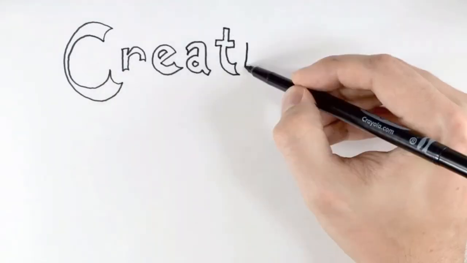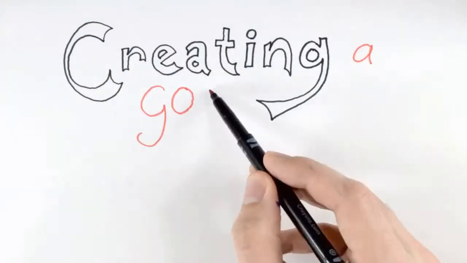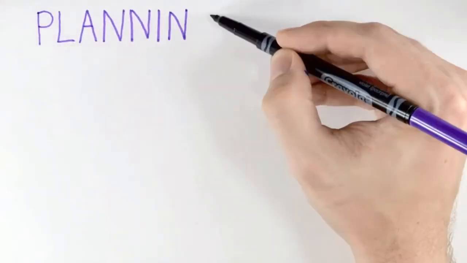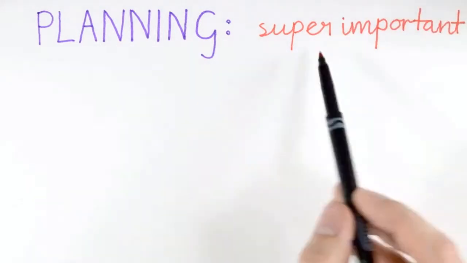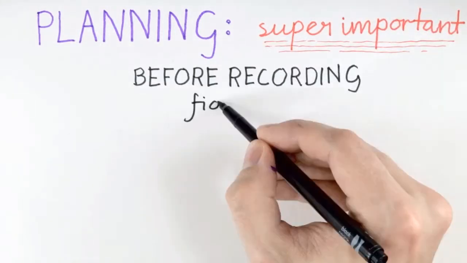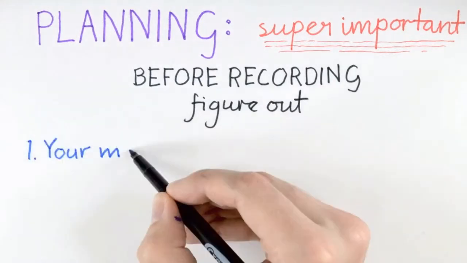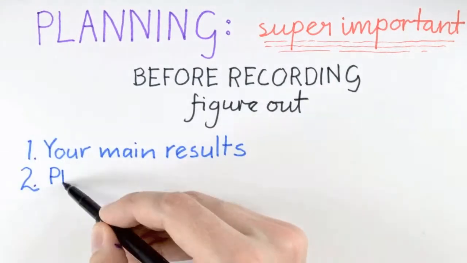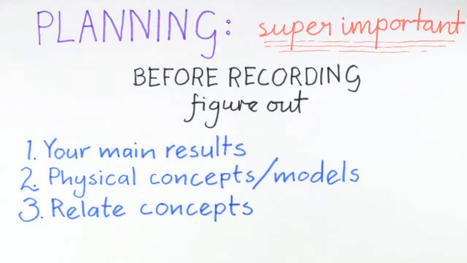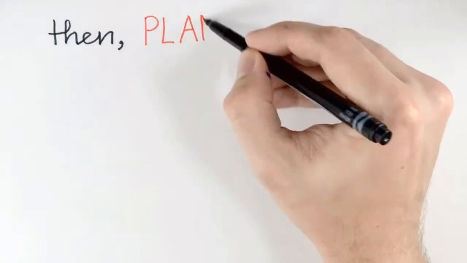Let's talk about how to plan a good video lab report and, separately, how to create a good video lab report. Of these two, the planning is by far the most important part. Before you start recording your lab report, you should figure out what your main results are, what physics concepts you want to cover, and the relationships between the physics concepts and your results.